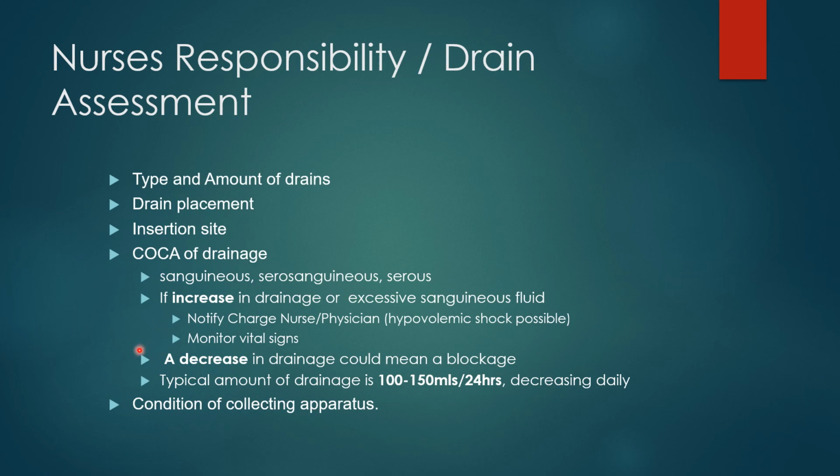So the typical amount of drainage that we do see is 100 to 150 mils in a 24-hour period, and it should be in decreasing amounts every day. We're also going to want to monitor and assess the condition of the collecting apparatus. So we want to make sure that that collecting apparatus stays intact, that we want to make sure that it is clean and that it does not increase the risk of patient's infection.